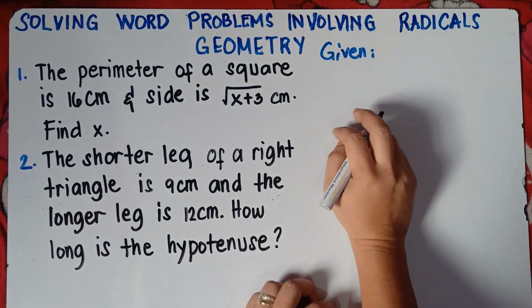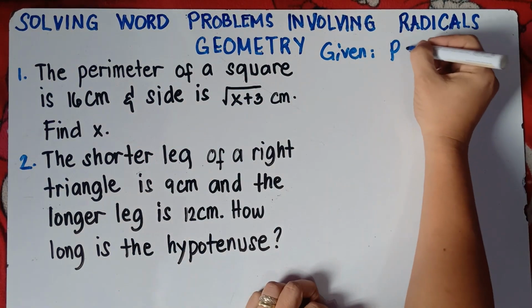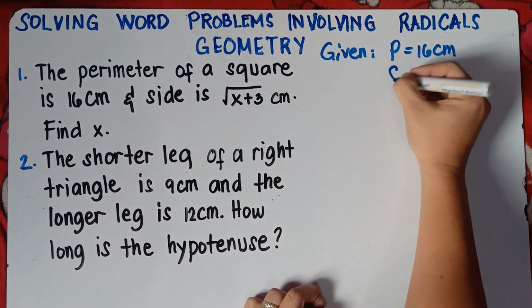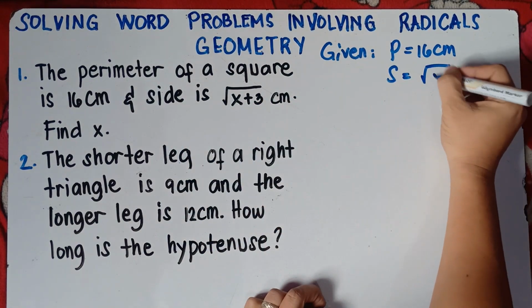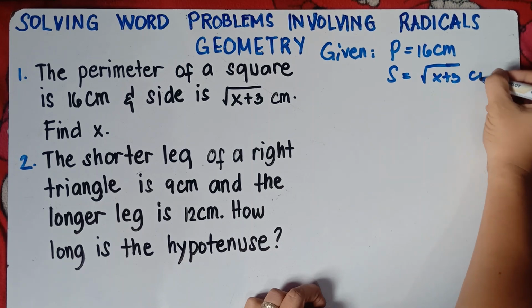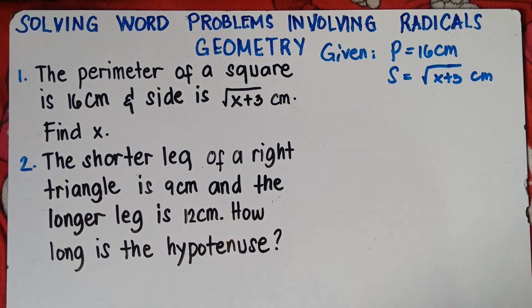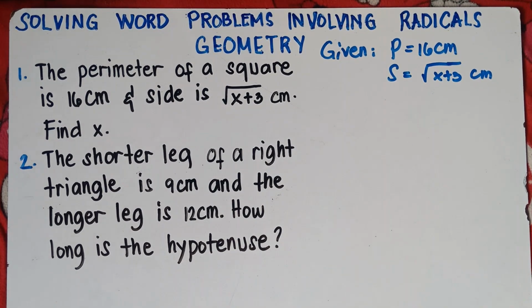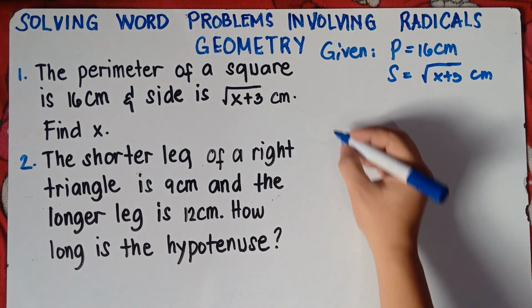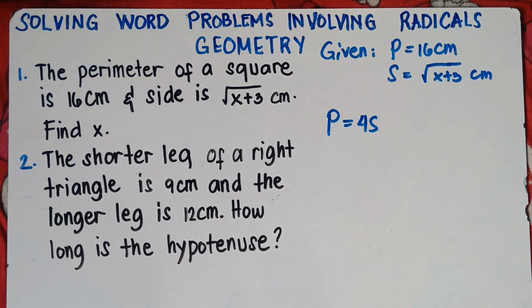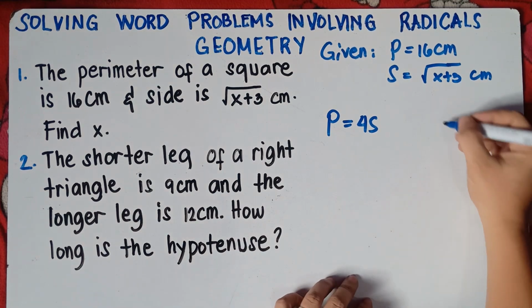So, given, we have perimeter of square, 16 cm. So, perimeter, that would be 16 cm. And the side is equal to square root of x plus 3 cm. Alright, and we're told to find x. Next step, class, is we need to write the formula of perimeter of a square. What's the formula, class? That's correct. Perimeter of a square, the formula, that would be 4s, 4 times s. Once again, class, perimeter is the sum of all sides. So, let's draw an illustration.